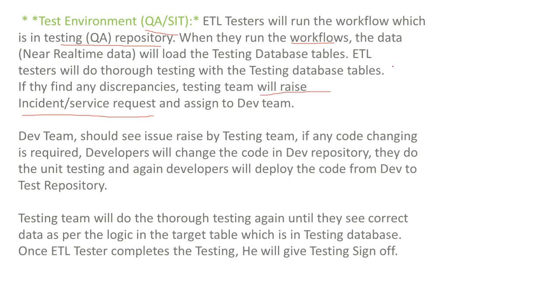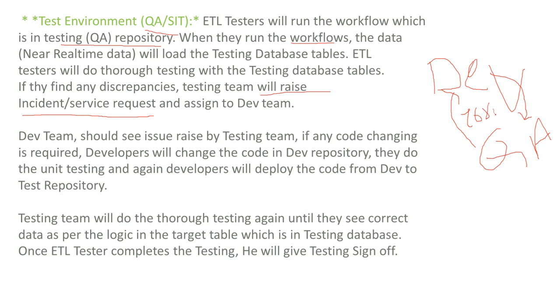Development and QA work in a continuous, cyclic manner. The team does the development, and the QA team does quality testing. If there are any errors, it goes to the development team, and again it comes back. When it is error free, only then we go to the other environments, like pre-prod or UAT. The development team should see the issues raised by the testing team.